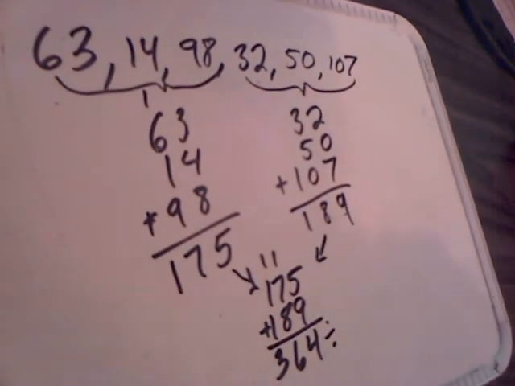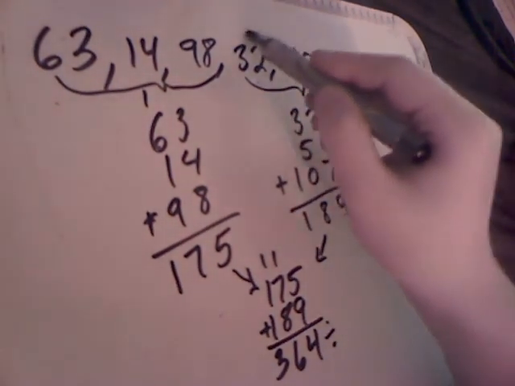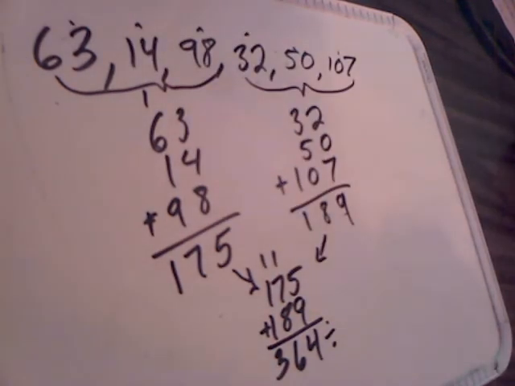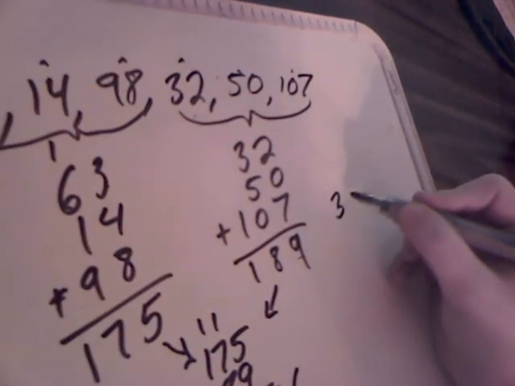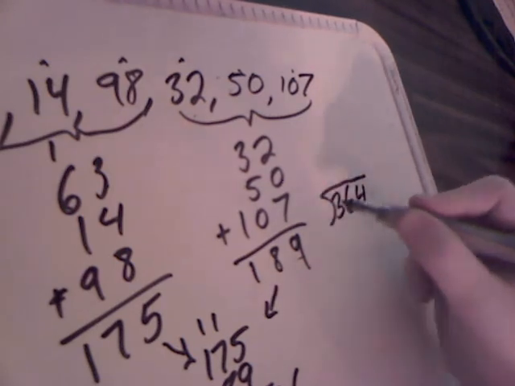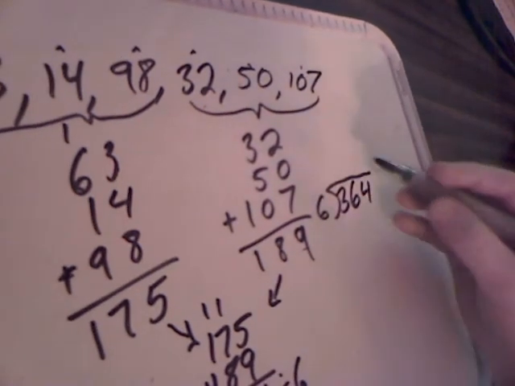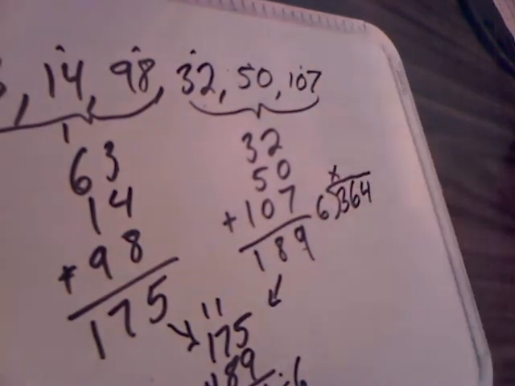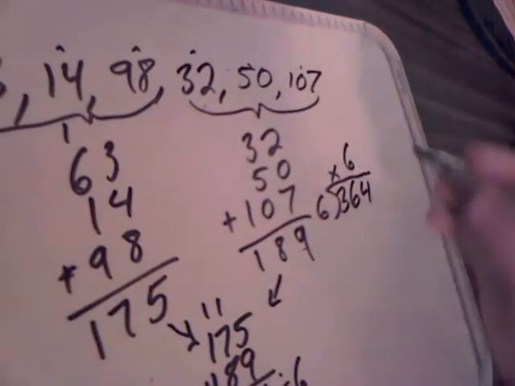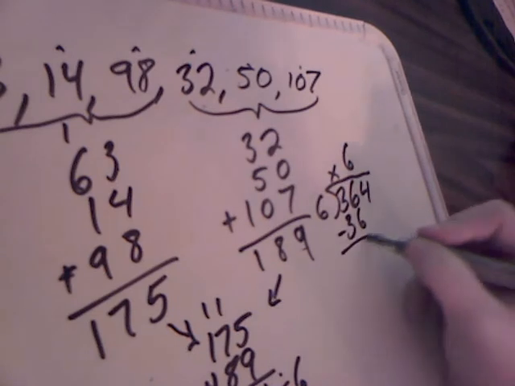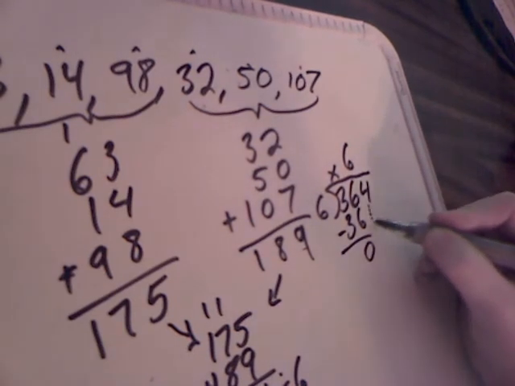Now what we want to do is divide that number by the amount of numbers we added. We added up 1, 2, 3, 4, 5, 6 numbers, so we're going to divide 364 by 6. Let's go ahead and put that off to the side to make sure that we have enough room. 6 does not go into 3, but 6 does go into 36, a very neat 6 times. 6 times 6 is 36. We're left with nothing. Drag down that 4.